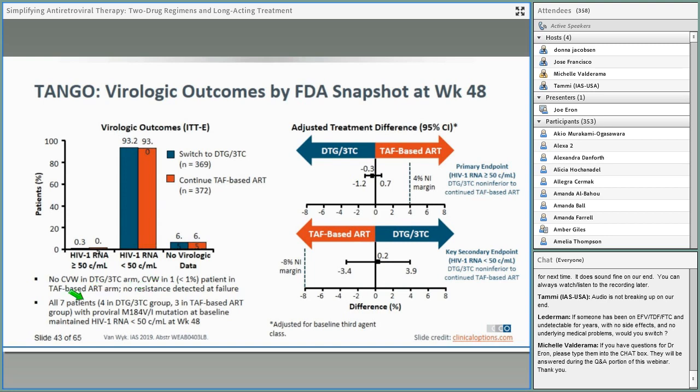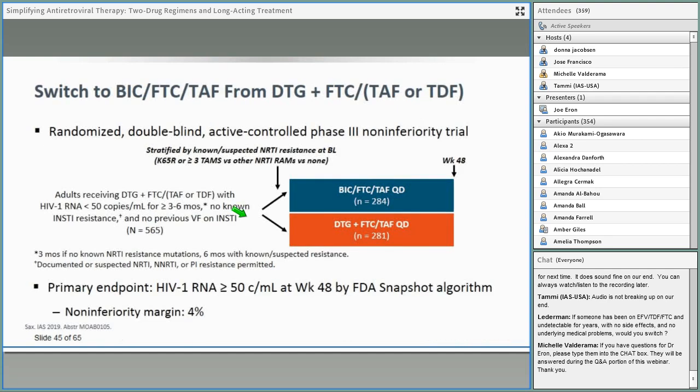No patient was genotyped. No patient had resistance. There were a few patients that had the M184V mutation at baseline using proviral DNA, and those people remain suppressed. And you can see, obviously, that there's no difference. They're non-inferior, and if they decided to have an equivalence endpoint, they would have gotten it based on most people's definition of equivalence, which is plus or minus 4%. So very successful, well-tolerated therapy.